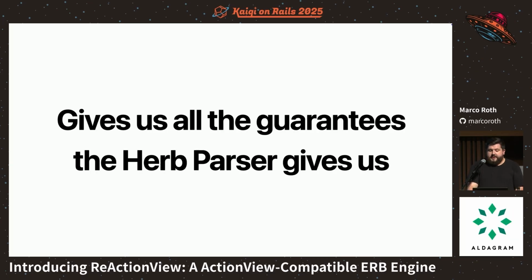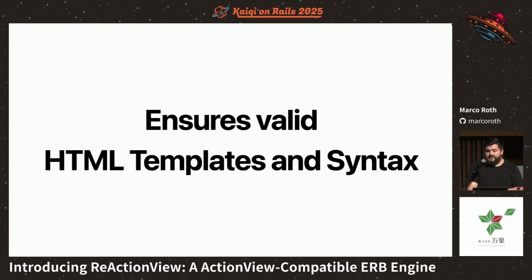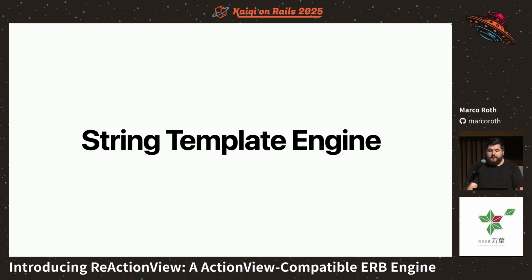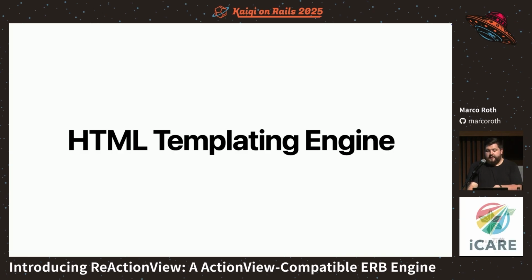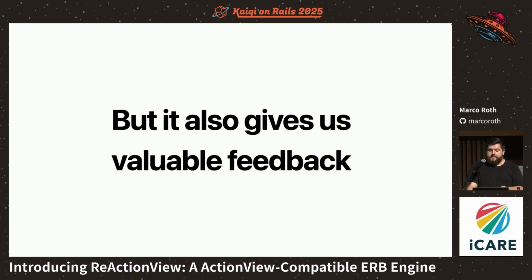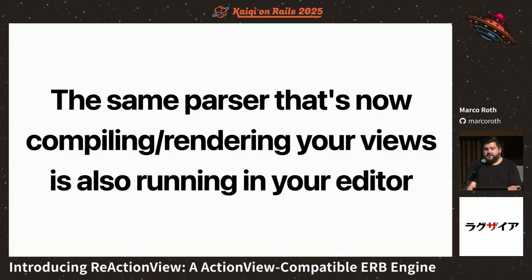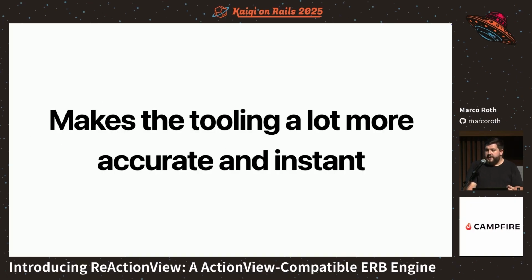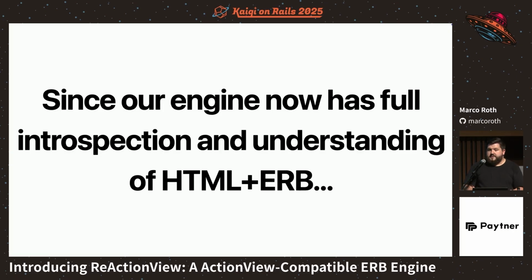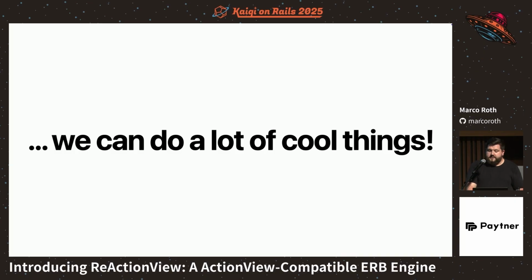The cool thing is that it guarantees all the stuff that the Herb parser is giving us. It ensures valid HTML syntax and valid ERB, and it turns it from being a string engine to a HTML templating engine. But it can also give us valuable feedback. In our editor, we see right away that something is wrong about the templates. The tooling in our editor is using the same parser and the same tooling that we're using for rendering the templates, which makes the tooling a lot more accurate and instant. And since we have full understanding and introspection of these templates now, we can do a lot of cool things.